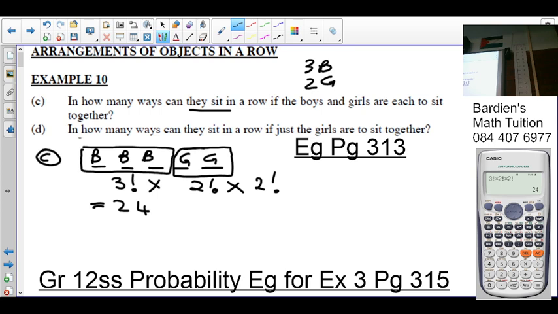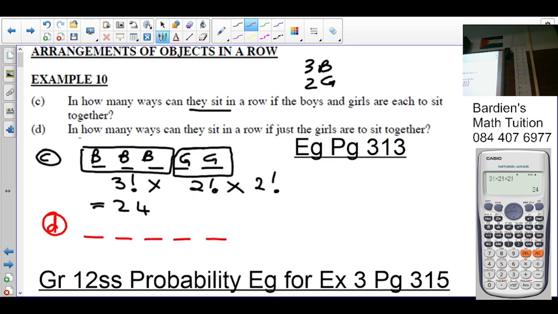Let's look at D. In D we are told, in how many ways can they sit in a row if just the girls are to sit together? How many bids would I draw here? 5. Because there's 5 seats. It will remain 5. So it's 5 seats.